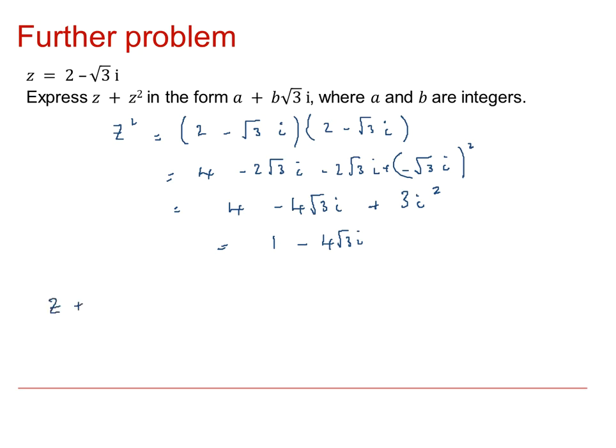So z plus z squared is equal to 2 minus root 3i, and then plus 1 minus 4 root 3i. Adding the two real parts together, 2 plus 1 equal to 3, and then we've got minus 1 times root 3 and minus 4 root 3, so in total minus 5 root 3i.